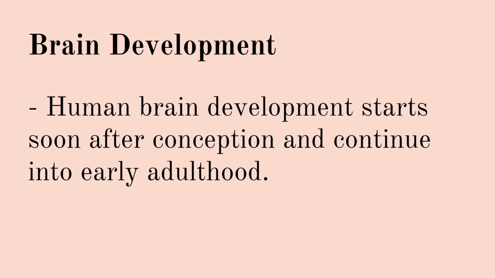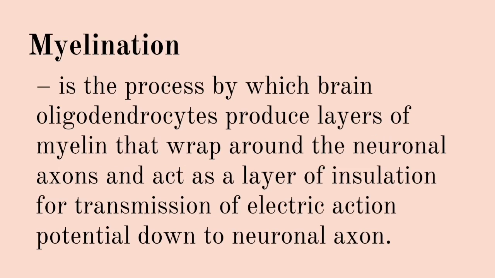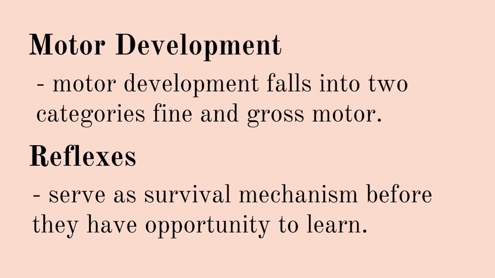Let's go to brain development. Human brain development starts soon after conception and continues into early adulthood. Myelination is the process by which brain oligodendrocytes produce layers of myelin that wrap around the neuronal axons and act as a layer of insulation for transmission of electric action potentials down the neuronal axons. Motor development. Motor development falls into two categories, the fine and gross motor.